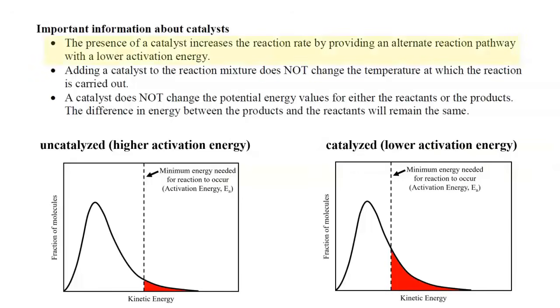The presence of a catalyst increases the reaction rate by providing an alternate reaction pathway with a lower activation energy. Adding a catalyst to the reaction mixture does not change the temperature at which the reaction is carried out. A catalyst does not change the potential energy values for either the reactants or the products, so that difference in energy between the products and the reactants will remain the same.